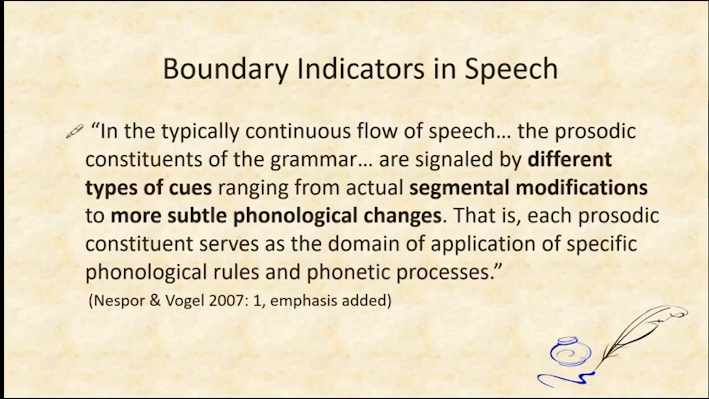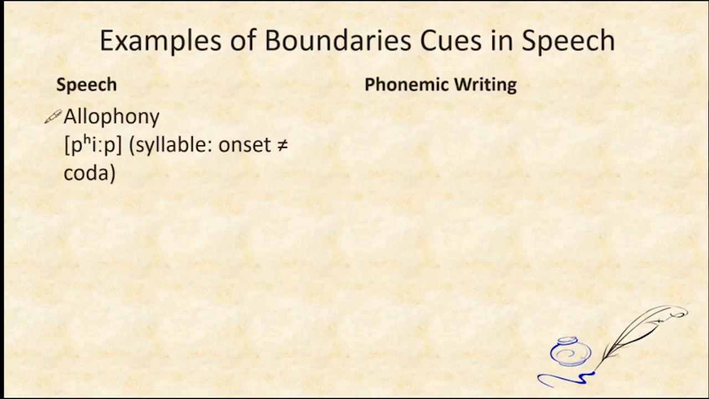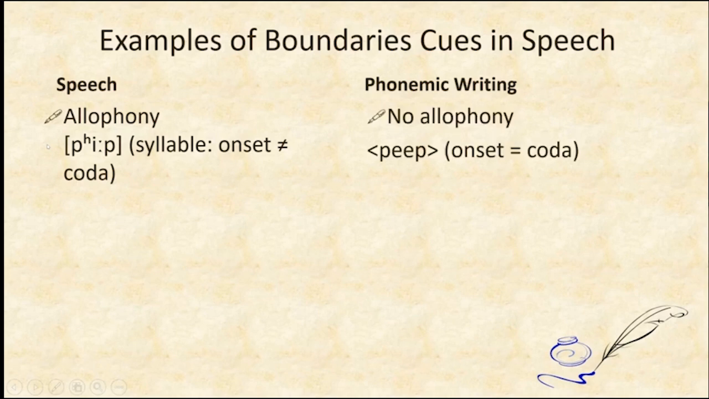To use the words of Nespor and Vogel, in the typically continuous flow of speech, the prosodic constituents of the grammar are signaled by different types of cues, ranging from actual segmental modifications to more subtle phonological changes. So to give you a quick example, in speech we have allophonic processes that are segmental modifications. So in English, we might aspirate a consonant syllable initially. But if we're using phonemic writing, we don't do that. And so the onset of a syllable looks exactly like the coda of a syllable.